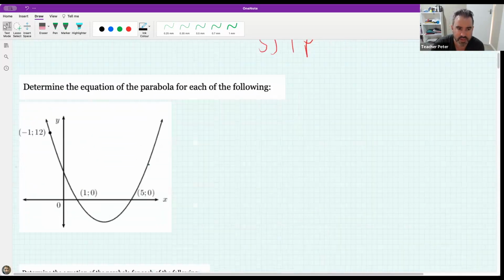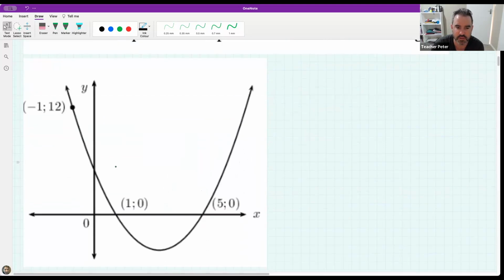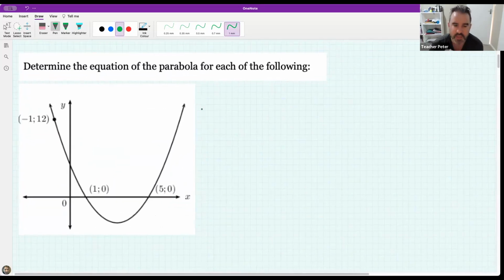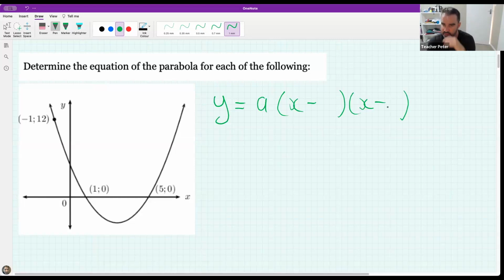So here is a question. Determine the equation of the parabola here. And what I'm going to start with doing is I'm going to start by writing it in root form and say, look, what are my x-intercepts? Well, the x-intercept over here is 1, so I put minus 1. And the x-intercept over here is 5, so I put a 5.